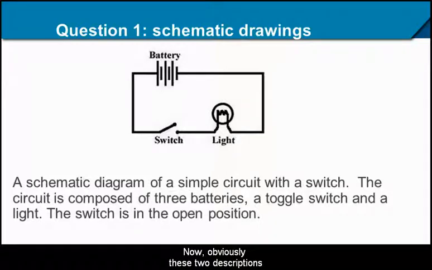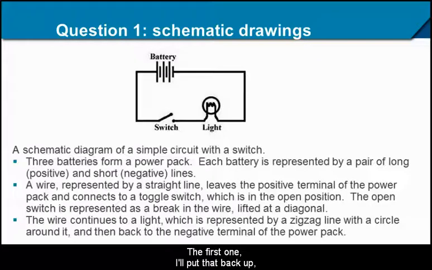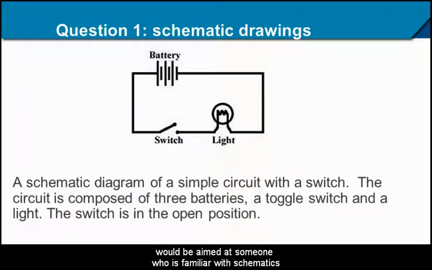Now, obviously, these 2 descriptions have distinct purposes. The first one, I'll put that back up, would be aimed at someone or a classroom or an audience that is not necessarily familiar with schematics because we're describing the symbols. But the second one, on the other hand, would be aimed at someone who is familiar with schematics, where we don't describe what a battery looks like, what a switch or a toggle or a light looks like. We simply summarize the schematic for them. So those are two ways that you can approach schematics.